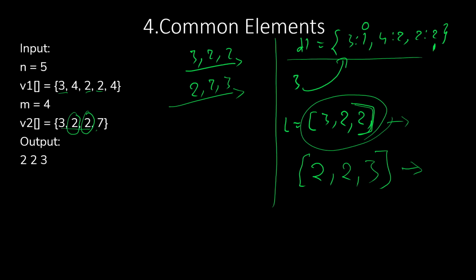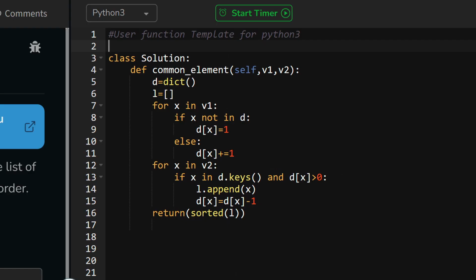Hope you have understood the meaning of common elements and how to sort in the coding manner. Now let us go into the coding section on the GeeksforGeeks website. It will be very clear after seeing that. Now we're inside the GeeksforGeeks website, and here is the code. Here we have taken dictionary D, and L for appending all the elements which are common in both. The first for loop adds the values of the first array to a dictionary along with how many times each has repeated.